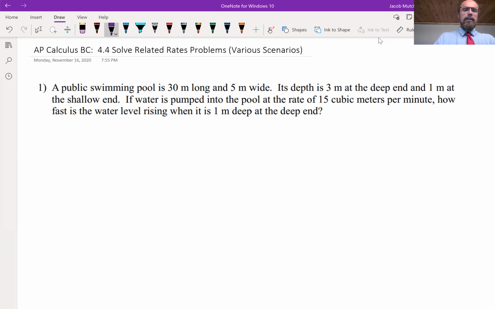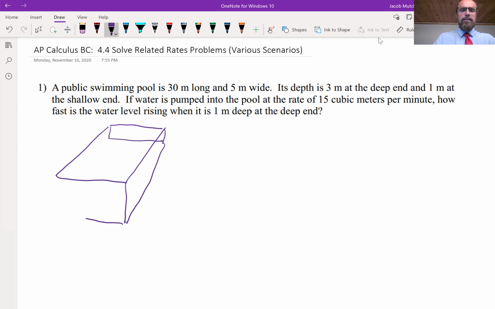So let's draw a diagram so we can keep in view what type of geometric solid we're looking at. So it's a rectangular pool with two different heights. At the shallow end, that height is 1 meter. And then at the deep end, it's substantially more deep. That's why they call it the deep end. It's 3 meters at that end.